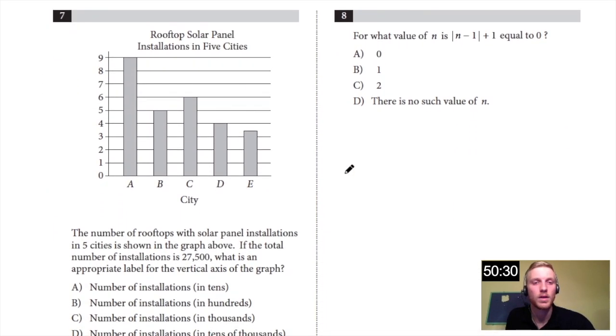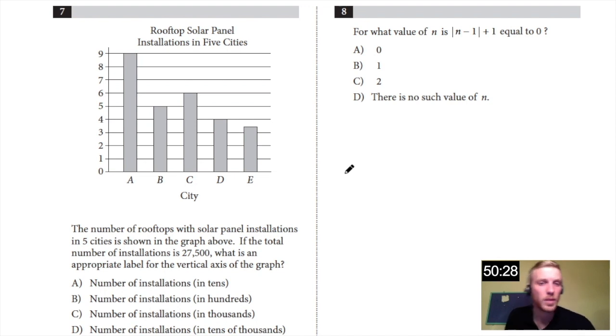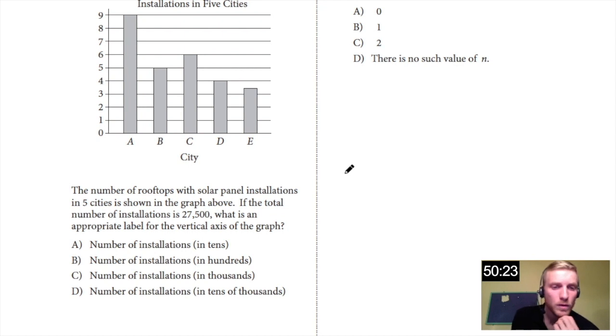Question 7. So we have a graph. So rooftop solar panel installations in 5 cities. The number of rooftops with solar panel installations in 5 cities is shown in the graph above. The total number of installations is 27,500. What is an appropriate label for the vertical axis of the graph?